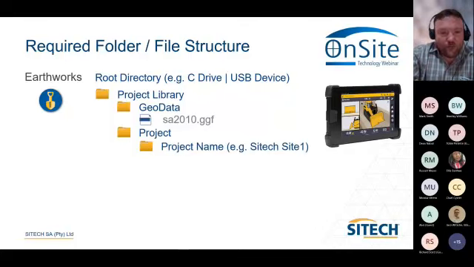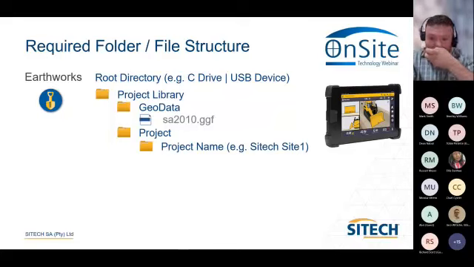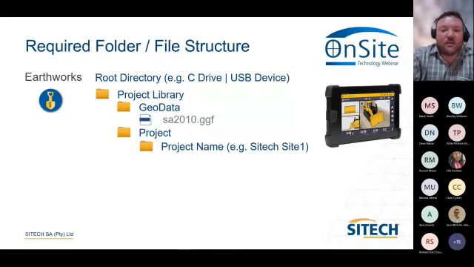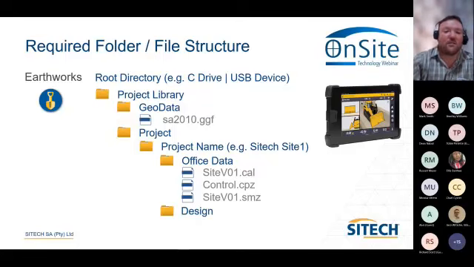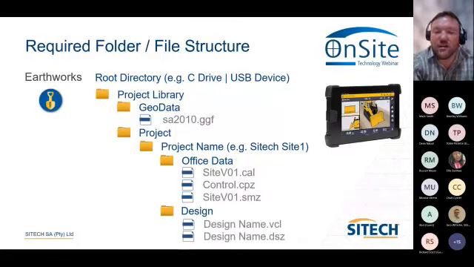So within that project library folder, it will be your project name. Now, unlike GCS 900, you create a project name, not a machine name. So you will have a project name and you can have various projects. In this case, let's say it's SiteTech Site 1. Under there, I will have my Office data folder with all my site calibration, control, and site data. And then it will also create for you a design VCL or a DSZ design file that you can send to the machines. And this is the folder structure for Earthworks.